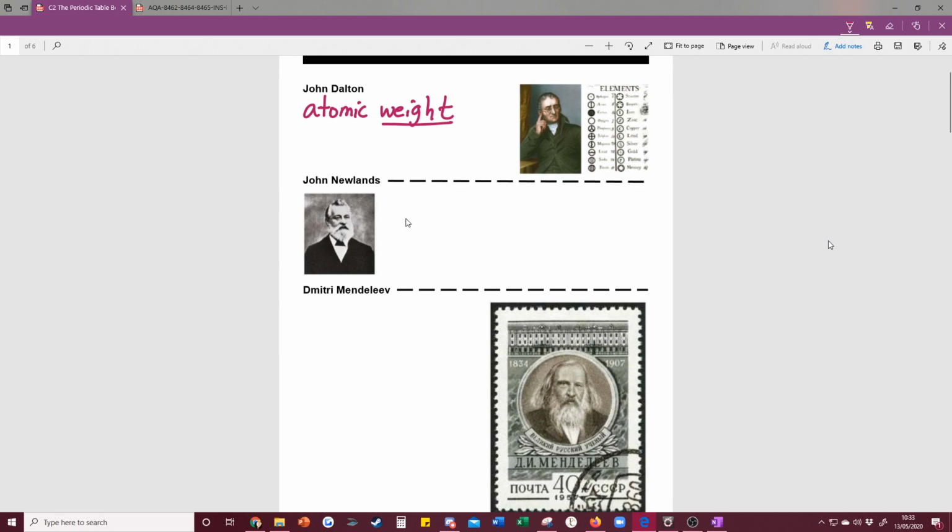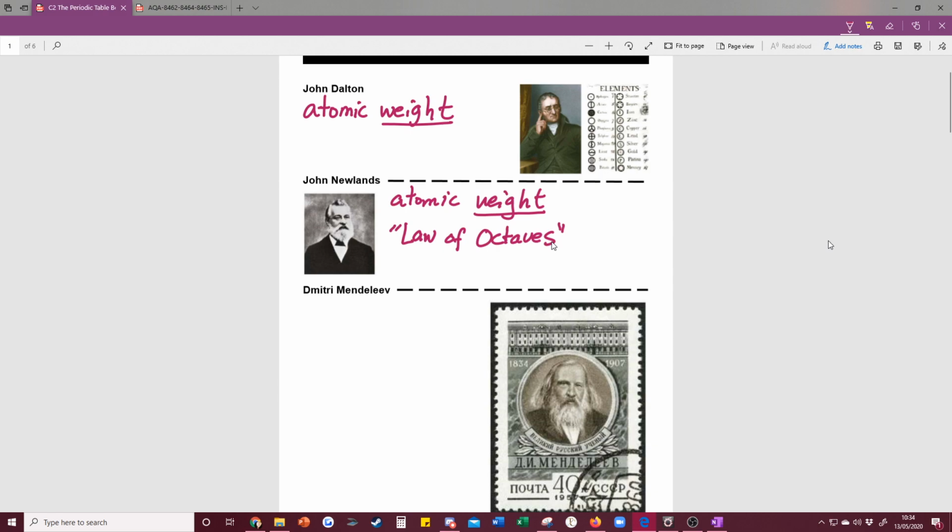John Newlands did the same thing, so he also organized it by atomic weight. This is after Dalton now. He thought that's a pretty good idea, let's organize it in terms of weight. But then he also noticed something. He noticed that every 8 elements, there was a pattern in terms of their bonding and reactivity.